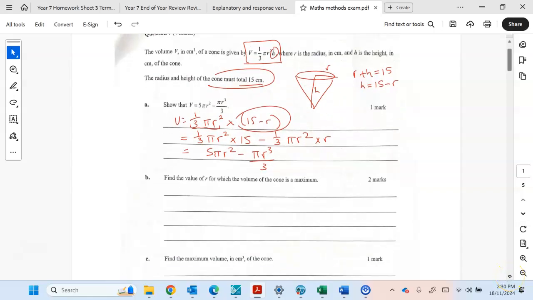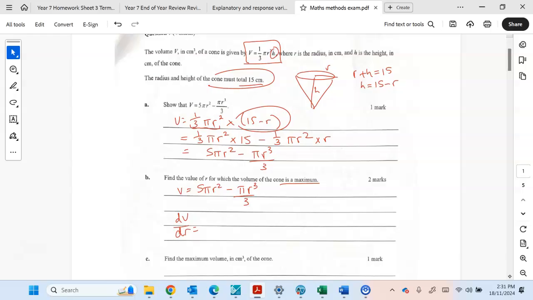Find the value for R for which the volume of the cone is a maximum. So if you're looking at a maximum, you need to find the derivative and let it equal 0. So it's basically going to be a stationary point. So if V is equal to 5 pi R squared minus pi R cubed on 3, I'm kind of getting the feeling that this might be a tech active question, but anyway, we'll keep going.